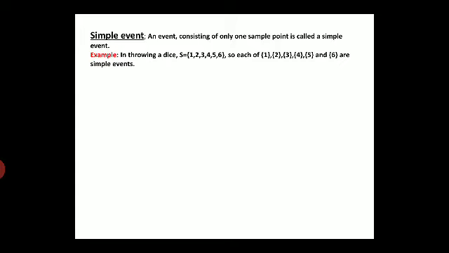Then we'll discuss about simple event. An event consisting of only one sample point is called a simple event. Example, in throwing a dice, sample space is the set containing 1, 2, 3, 4, 5, 6. So each of the singleton sets containing element 1, 2, 3, 4, 5 and 6, they are all simple events.